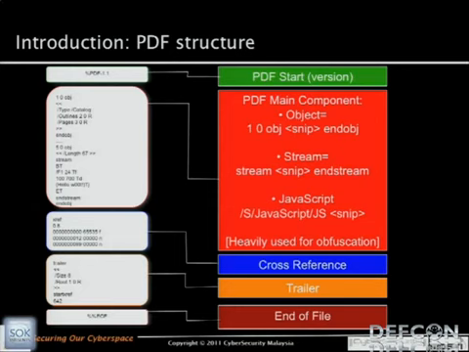The first one, on the green color box, is the PDF version. Normally you have something like percent PDF, and then the version number. One of the things that can be used to fool a couple of PDF analyzer tools is playing around with the header of the PDF.